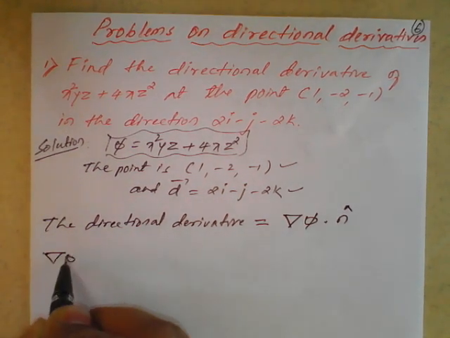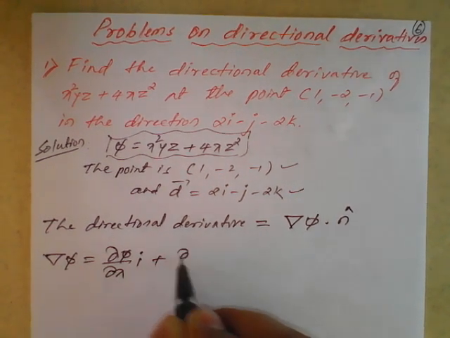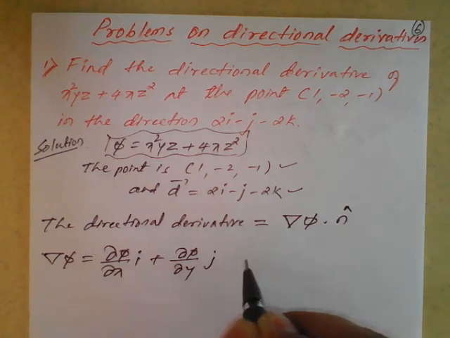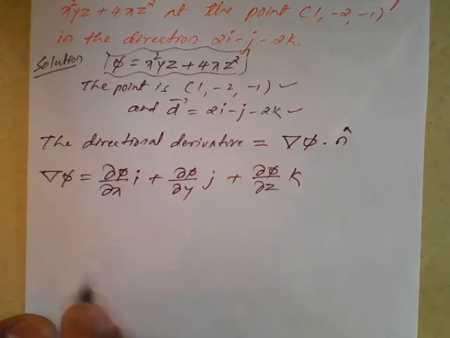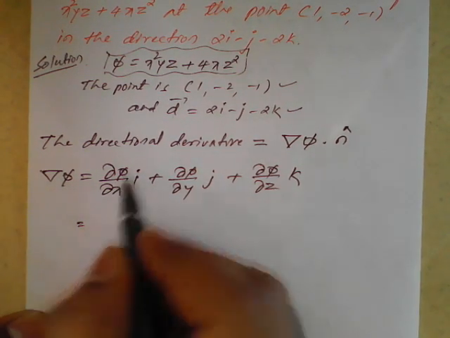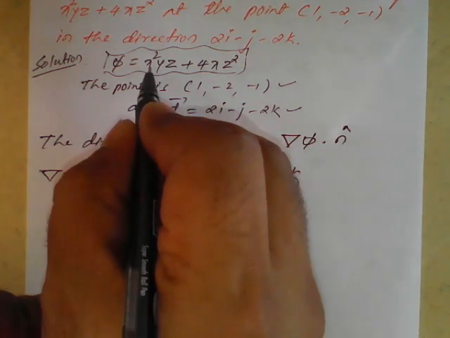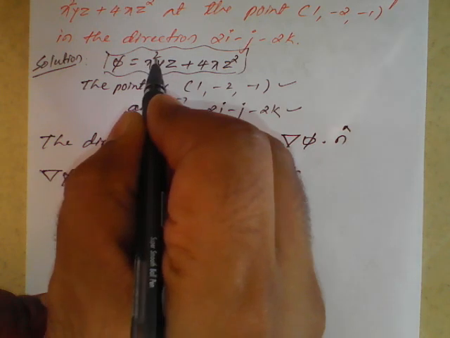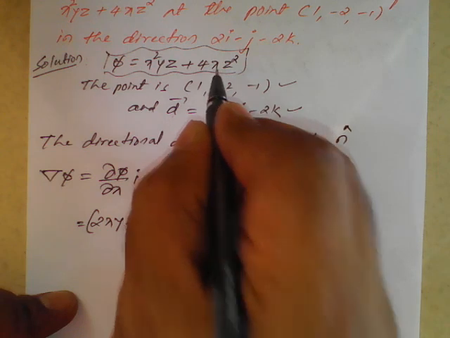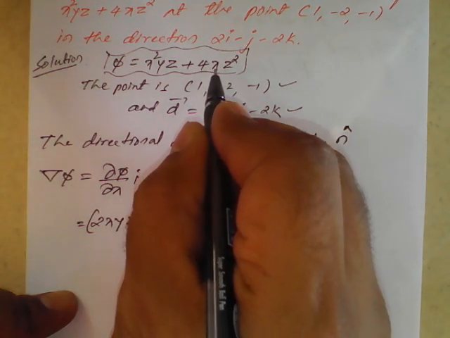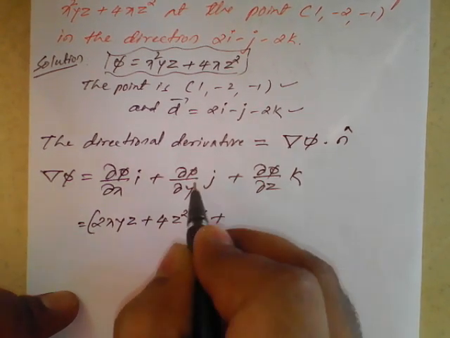So del phi is nothing but dou phi by dou x of i plus dou phi by dou y of j plus dou phi by dou z of k. Now we'll find this partially with respect to x. In x square yz, yz is constant, the partial derivative of x square is 2x, and yz is kept as it is. Plus in the second term, x is only x to the power 1, so with respect to x it is 1, leaving 4z square, of i, plus the second term.